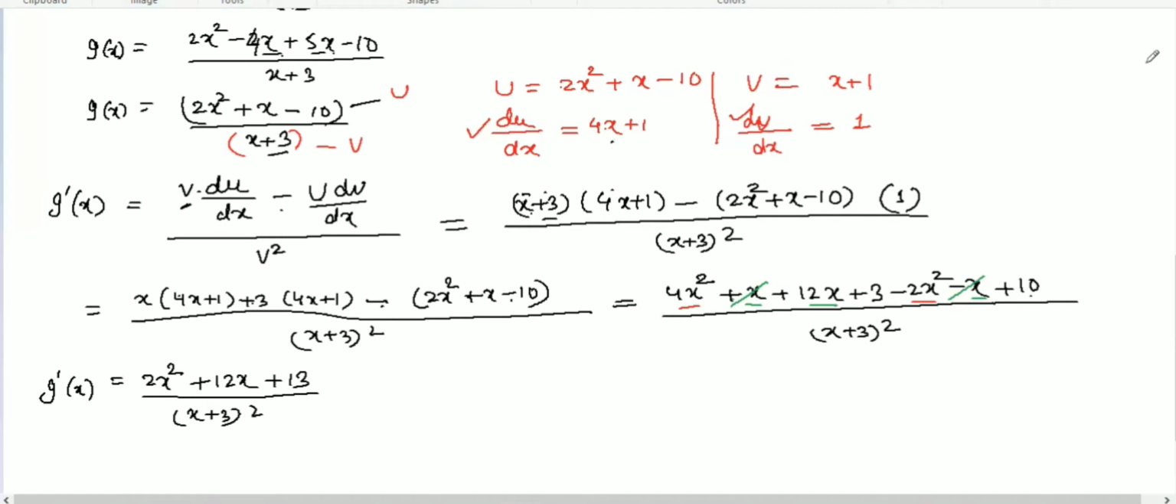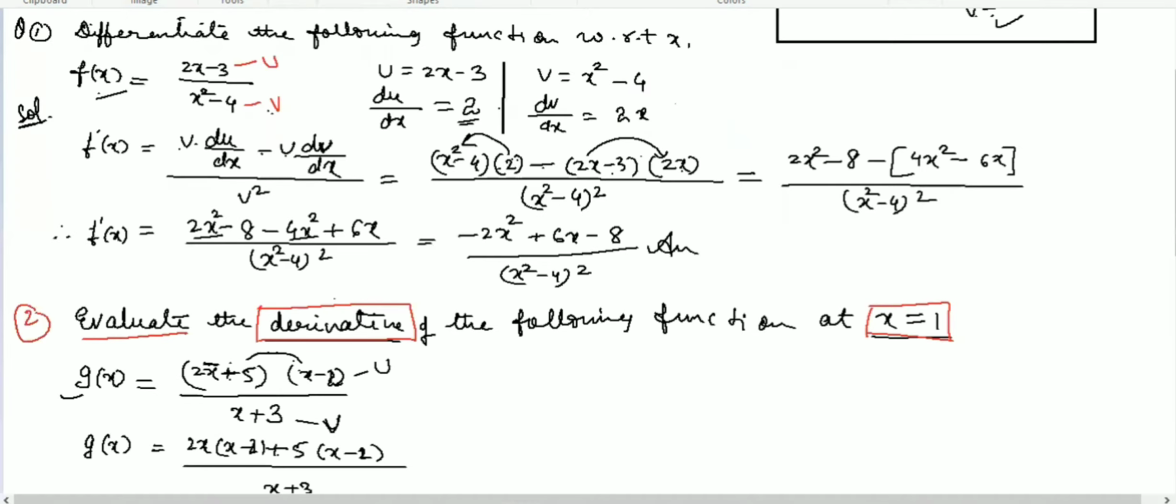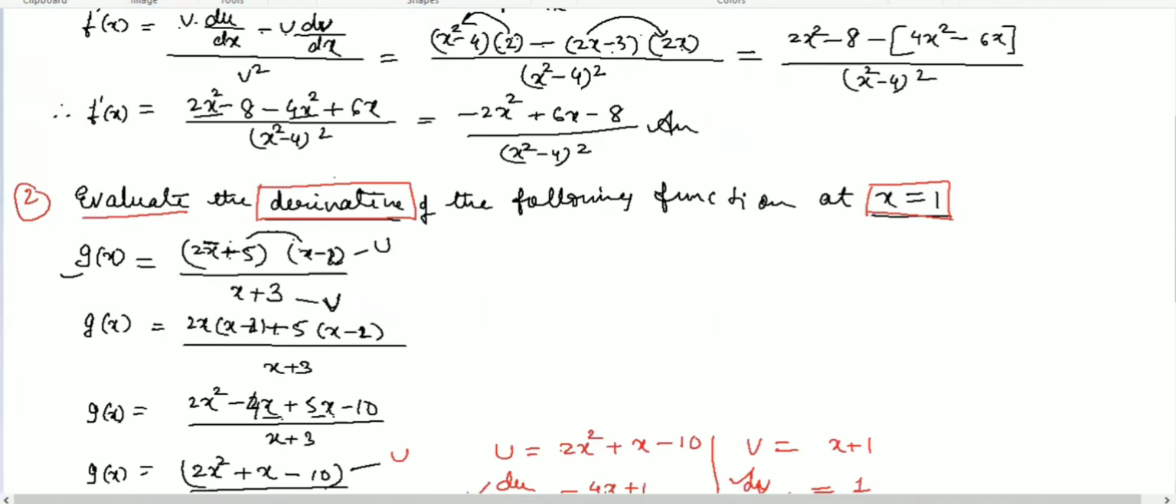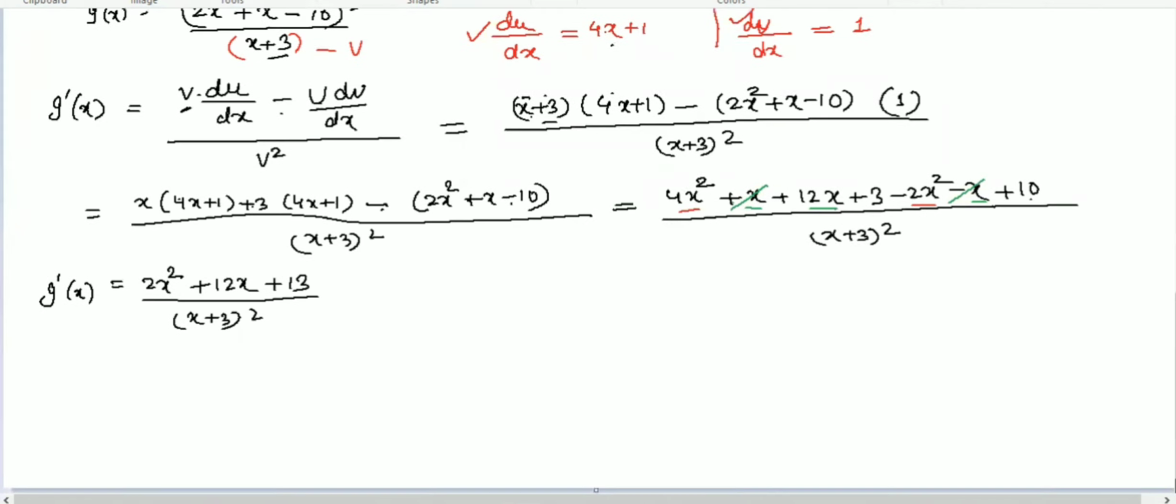So see the question. I'll show you the question here. At x equal to 1. So we differentiated the function and now we will sub in x equal to 1 here in the differentiated function. Write down g prime of 1, and in place of x just substitute 1.